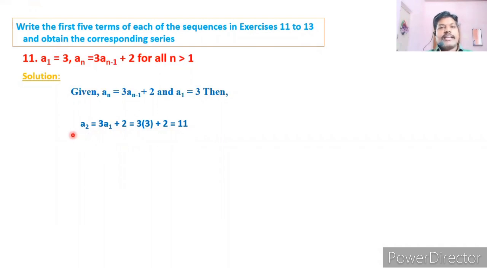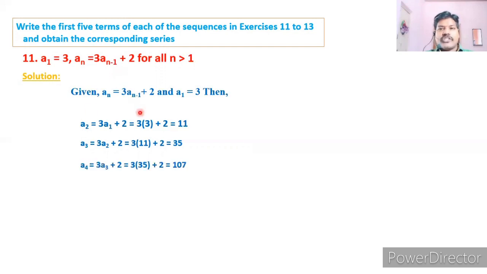Next, I will take the third term, n equal to 3. A3 is equal to 3 into AN minus 1 plus 2. 3 minus 1 is 2, so that is 3 into A2 plus 2. You already know the A2 value, which is 11. Just replace that value here, so it becomes 3 into 11 plus 2. That is 33 plus 2, which is 35. Do all of you understand, students?